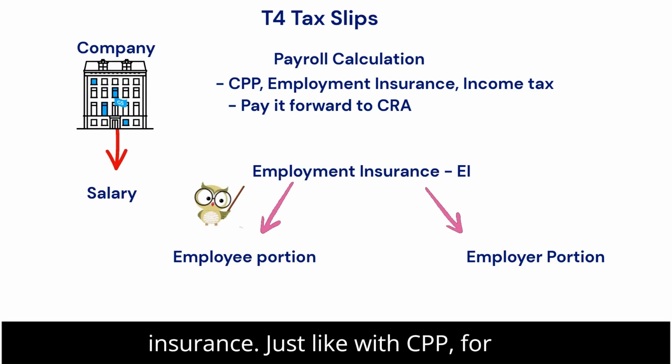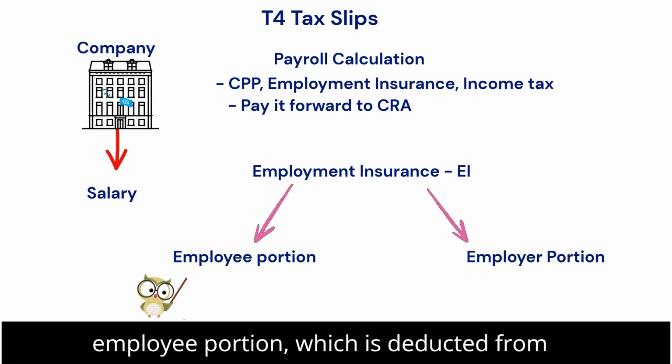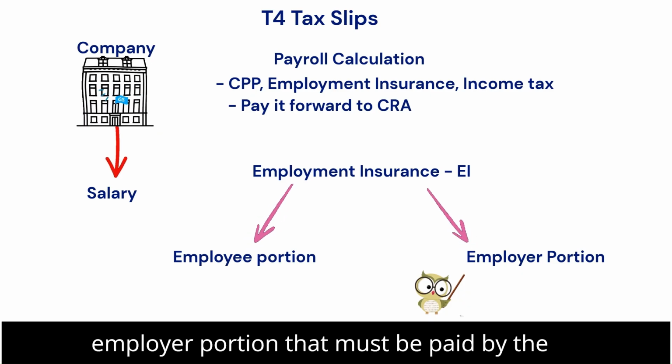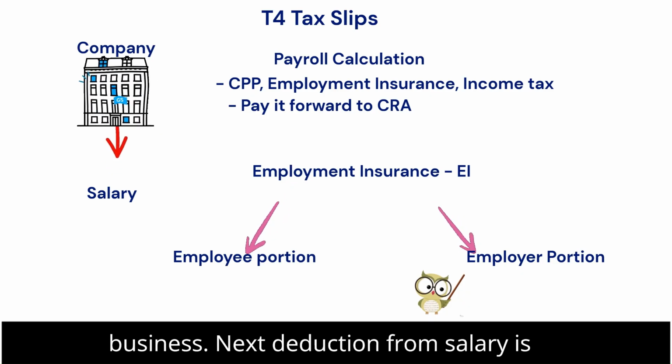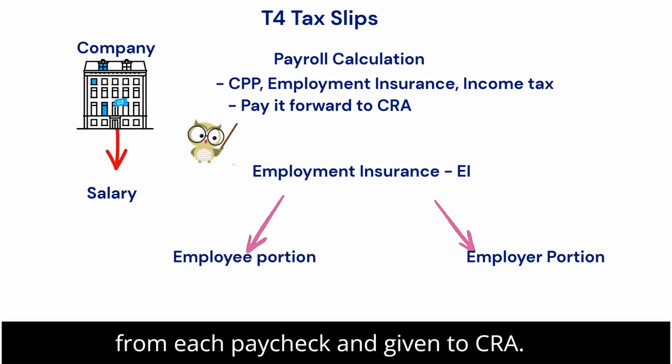Next is employment insurance. Just like with CPP, for employment insurance also, there is an employee portion, which is deducted from the employee's pay, and there is an employer portion that must be paid by the business. Next deduction from salary is income tax. It should also be deducted from each paycheck and given to CRA.